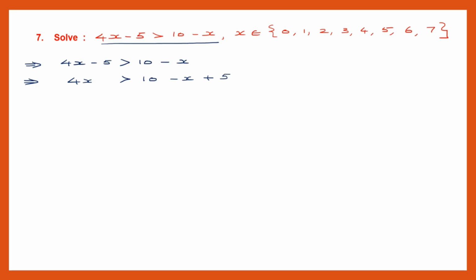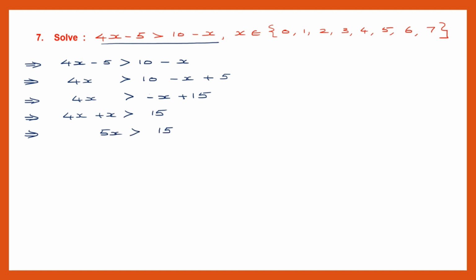You transpose the 5 to the other side. So here we get 4x is greater than minus x plus 15. So let's transpose the x to this side. So it becomes 4x plus x is greater than 15. So now we have 5x. 5x is greater than 15.